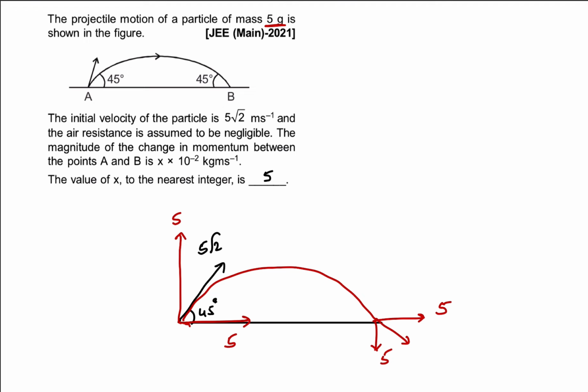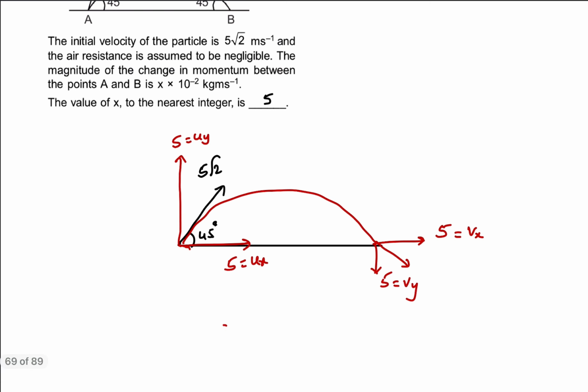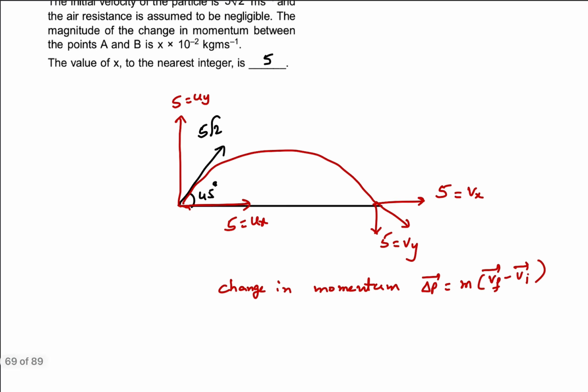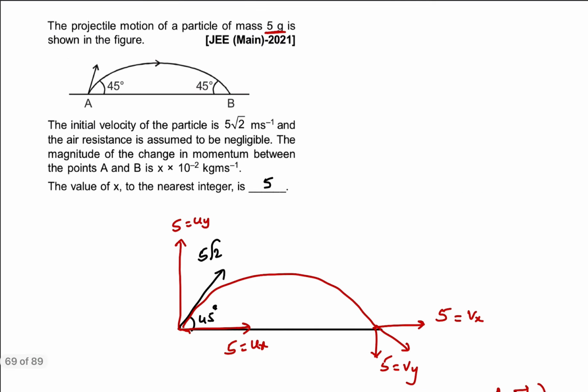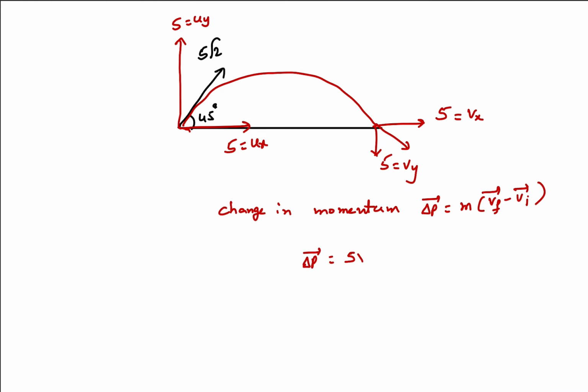Mass is given 5. The change in momentum is how much here? This is the vx and this is vy, and here also uy and ux values are there. The change in momentum can be written as delta p bar is equal to m into final velocity vector minus initial velocity vector. As final velocity vector and initial velocity vector, if you write delta p bar is equal to mass is given 5 gram. Okay, substitute there 5 into 10 power minus 3.